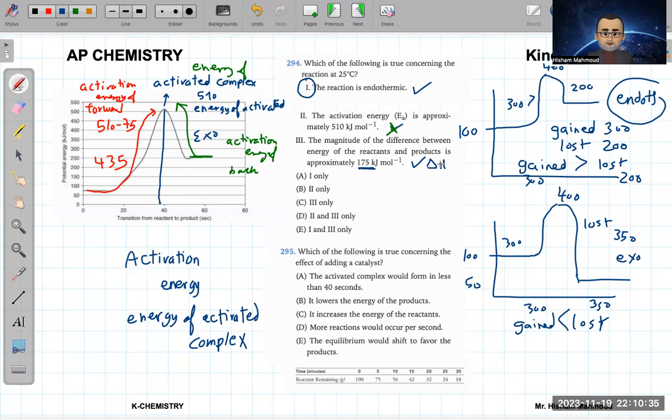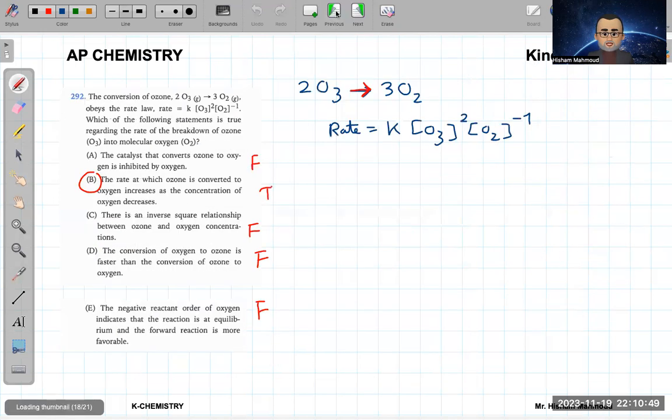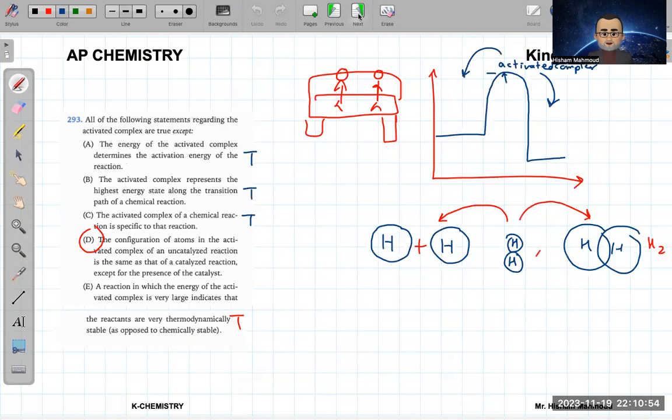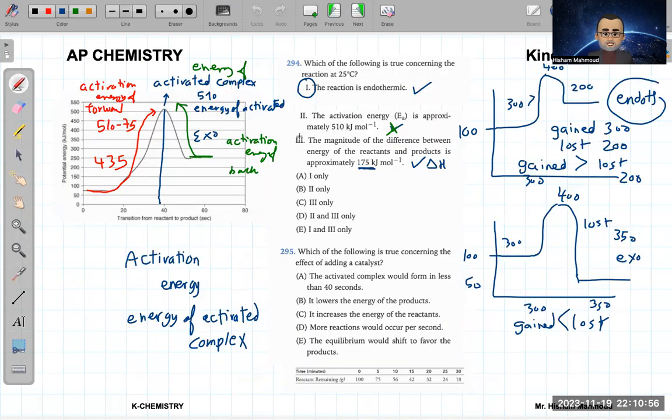We need to revise these parts. We need to revise these graphs. Okay? Just remind me next time on Wednesday to speak about the graphs, and to speak again about the multiple step reactions and give more examples about this type of equation so that we get more confident in it. So the answer is 1 and 3, and always E only. Which of the following is true concerning the effect of adding a catalyst? Activated complex would form in less than 40 seconds.